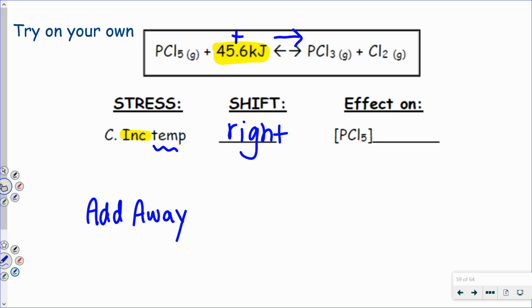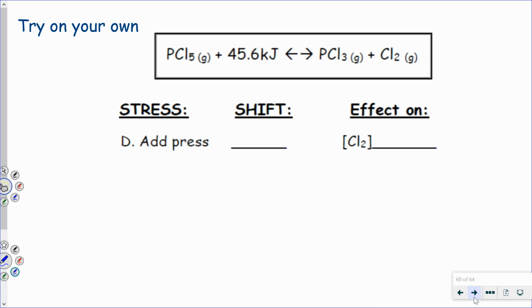What does this do to my amount of PCl5? Well, if I'm shifted to the right, I'm using up more PCl5 to create more PCl3 and Cl2. So I'm actually decreasing my concentration of this because I have to use it up to create more of these two. Remember, the arrow points towards what's increasing in concentration. Since this new arrow I drew isn't pointing at this, that means it must be decreasing in concentration. Good. All right, what about adding pressure?